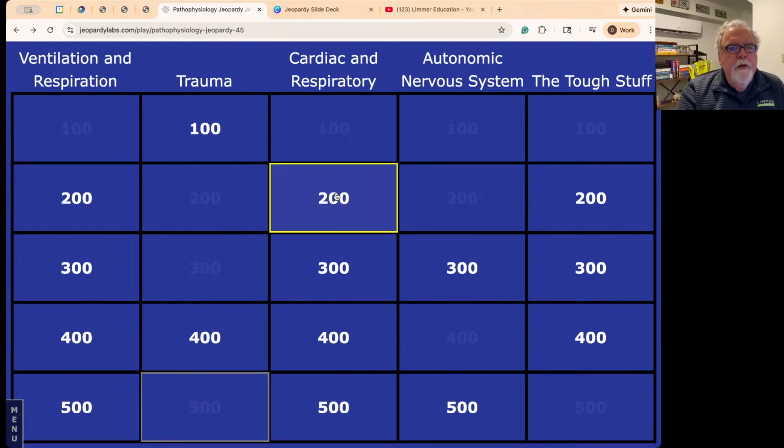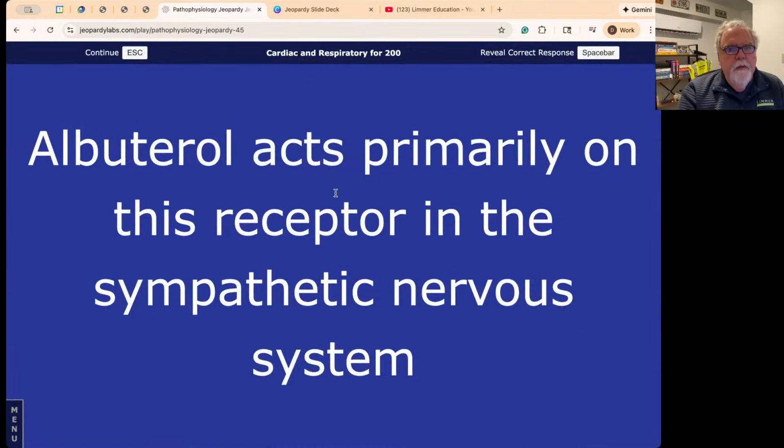Cardiac and respiratory for 200. Albuterol acts primarily on this receptor in the sympathetic nervous system.